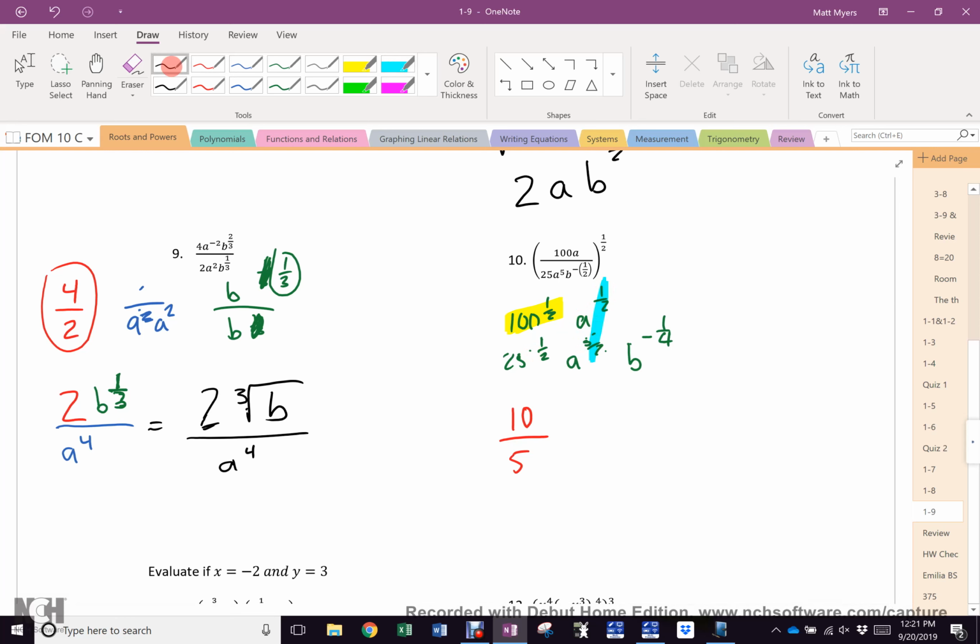I subtract. So it is 1/2 take away 5 halves. Negative 4 halves, which is negative 2. Now, where must that negative 2 exponent go? Up or down? Down. So I got A to the positive 2 because we moved it down there. And now, where does that B to the negative 1/4 have to go?